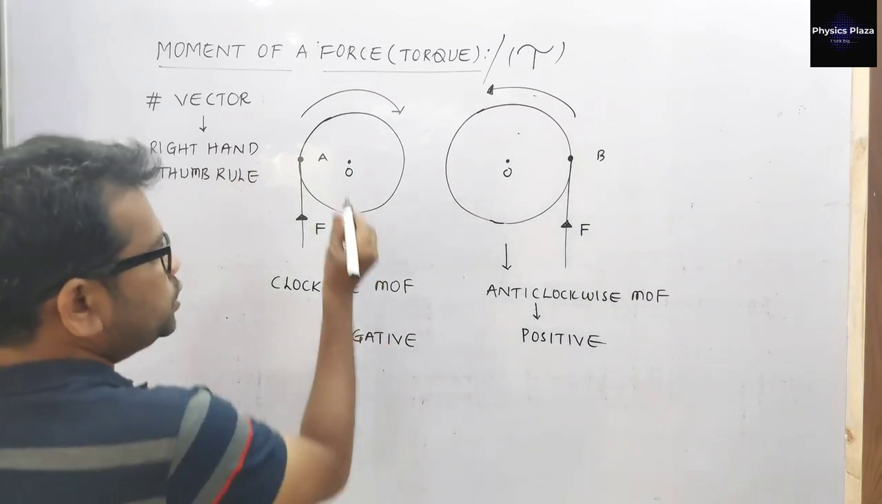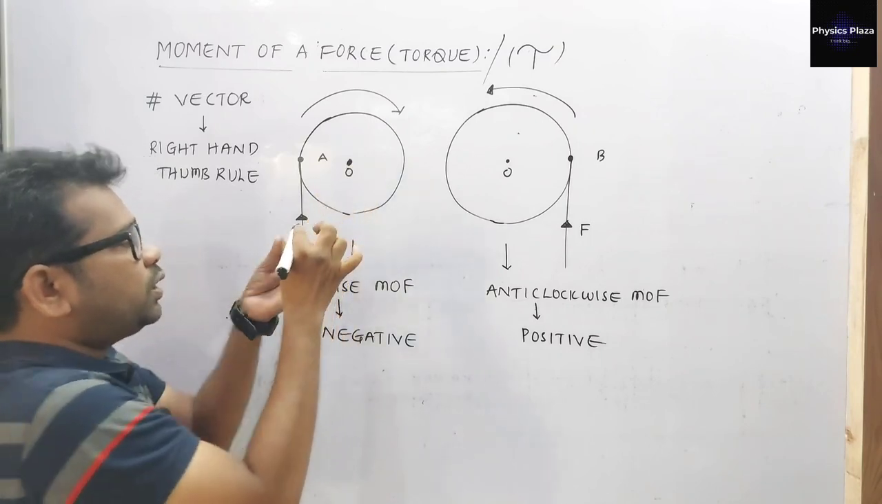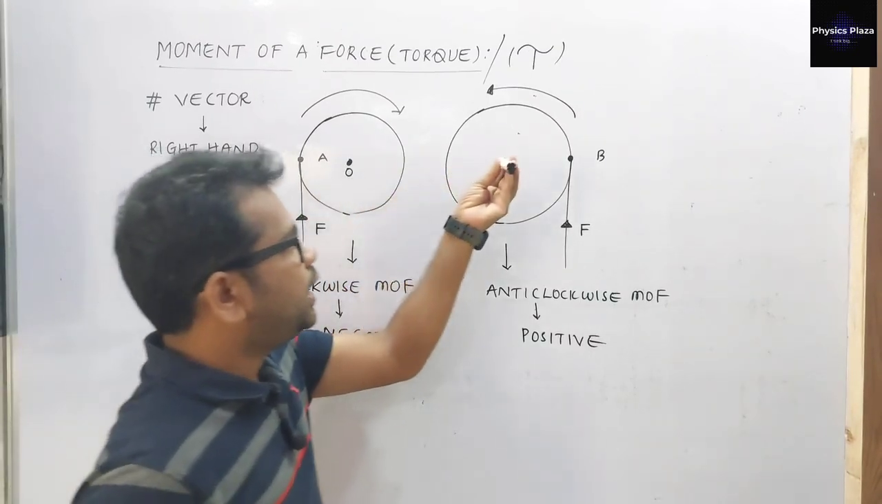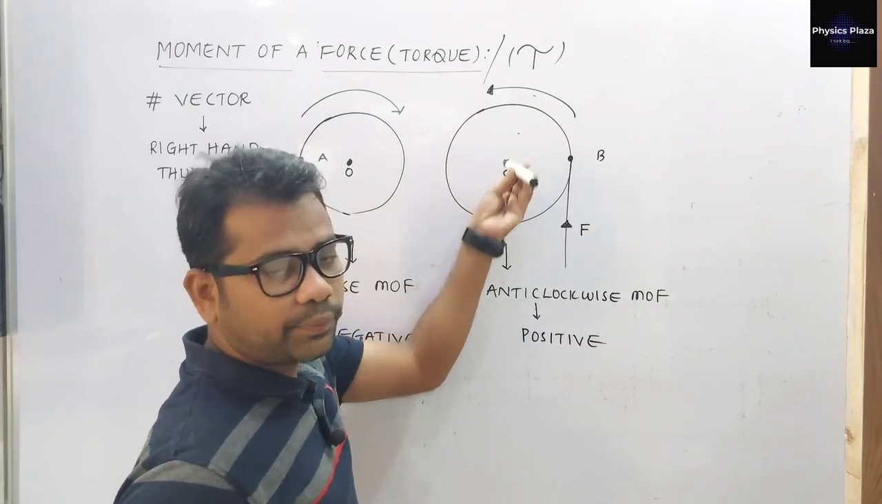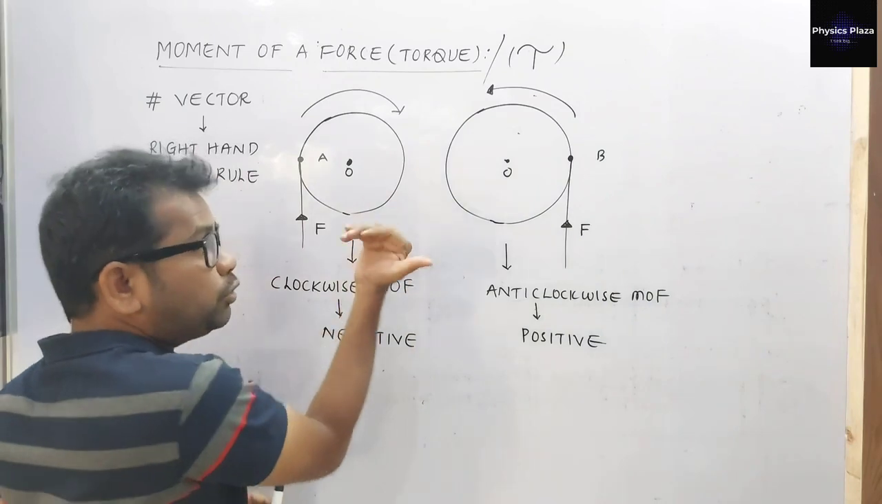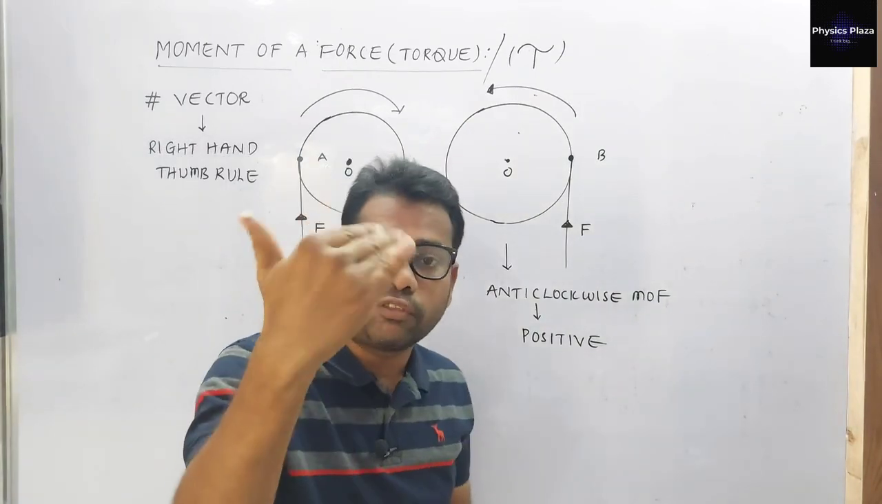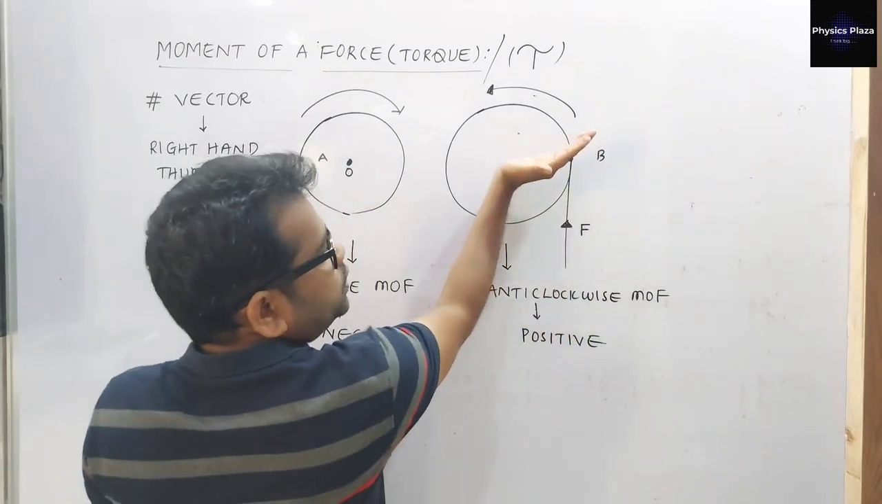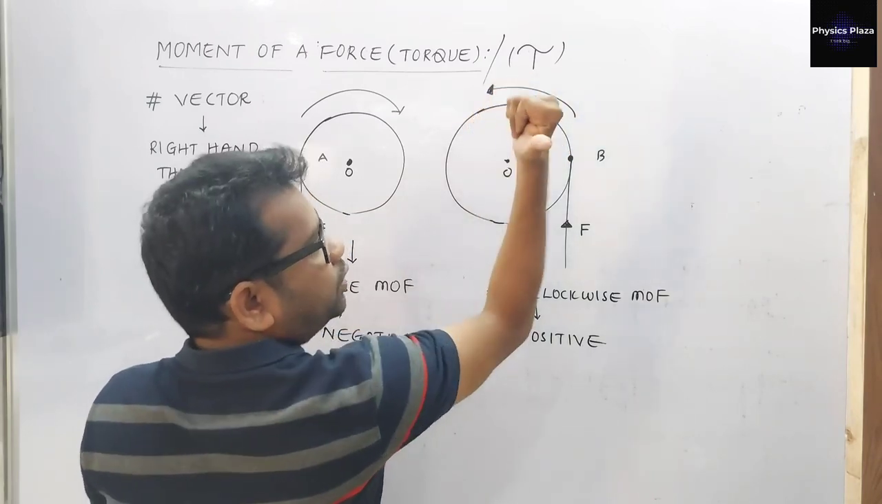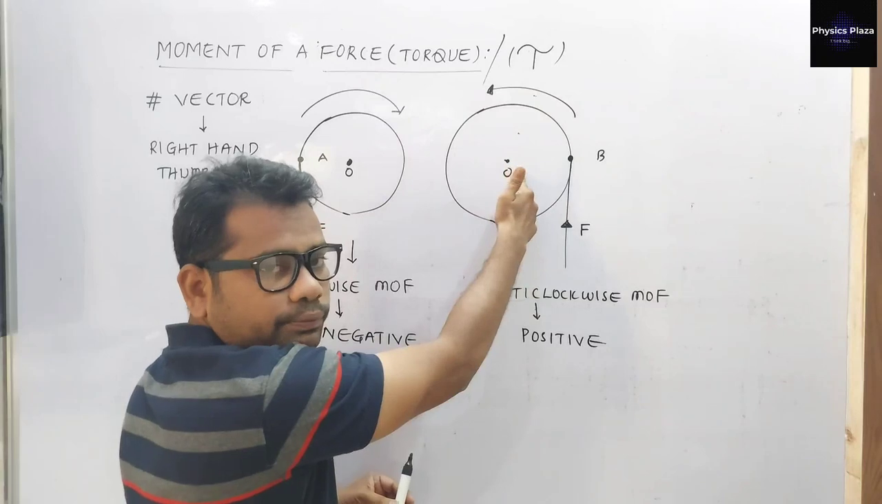Suppose, children, this is a pivot point. Here the axis of rotation will be like this. It's very important, you need to understand. Here the right hand is there: these four fingers of the right hand you have to fold in the direction of rotation of the body. So I'm folding in the direction of rotation of the body, and my thumb is showing outward, along the axis of rotation.